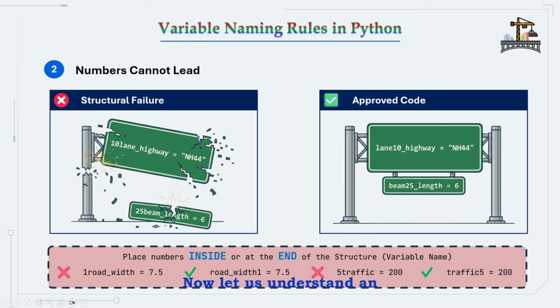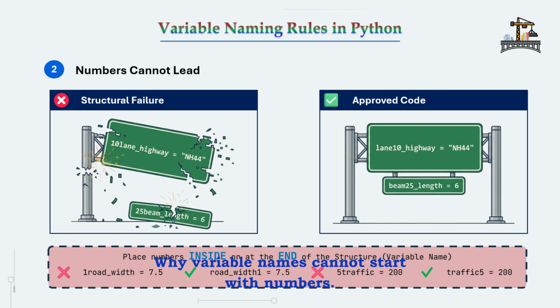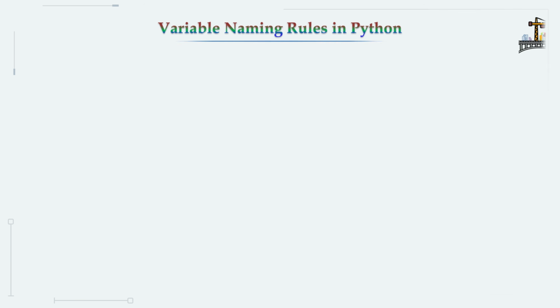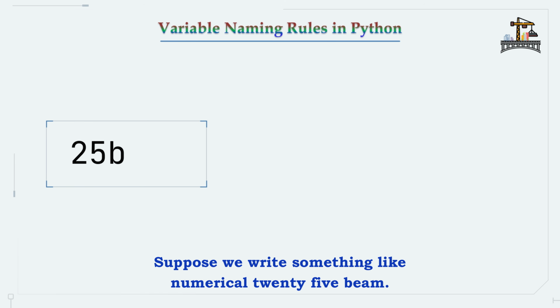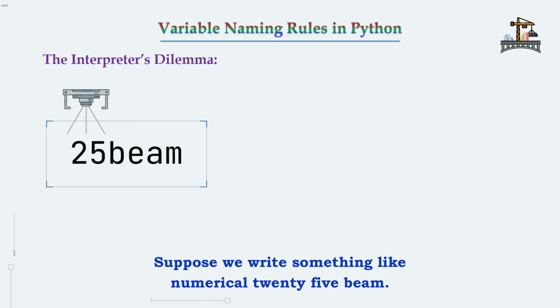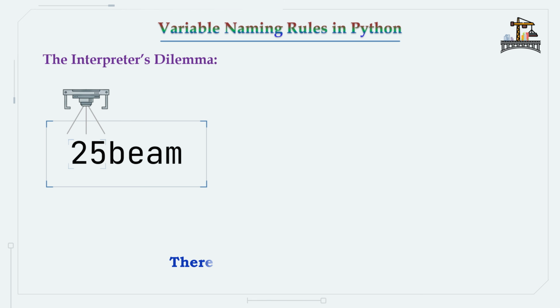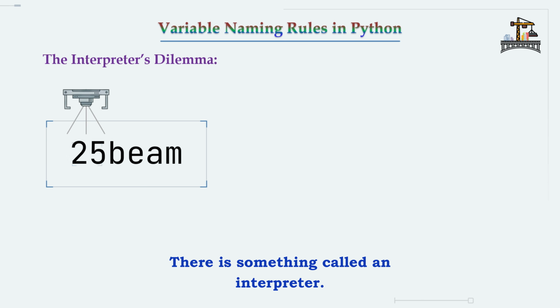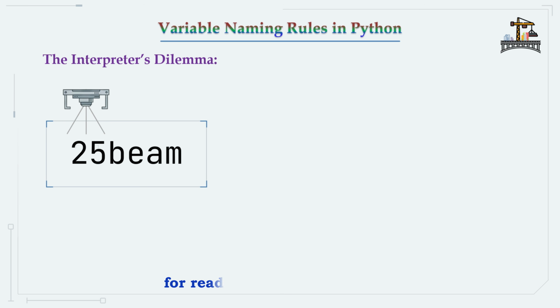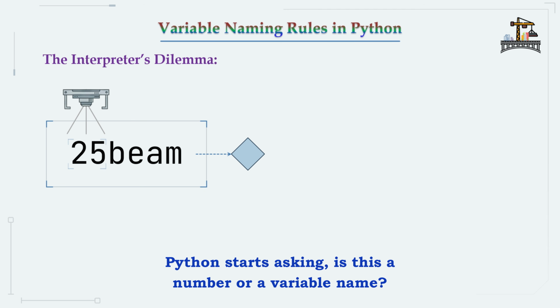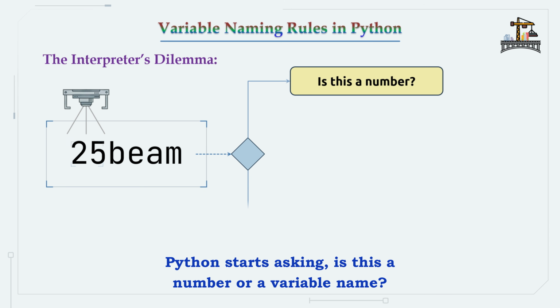Now let us understand an important reason behind this rule. Why variable names cannot start with numbers. Suppose we write something like 25beam. Now Python tries to read this. Inside Python there is something called an interpreter. The interpreter is responsible for reading and understanding our code. But when Python sees 25beam, it becomes confused. Python starts asking, is this a number or a variable name?